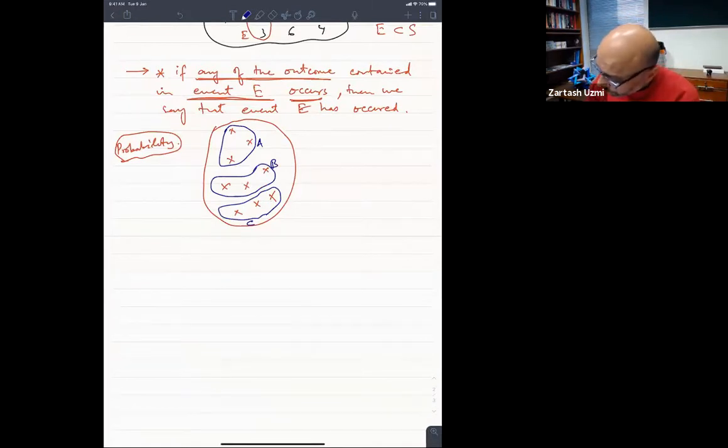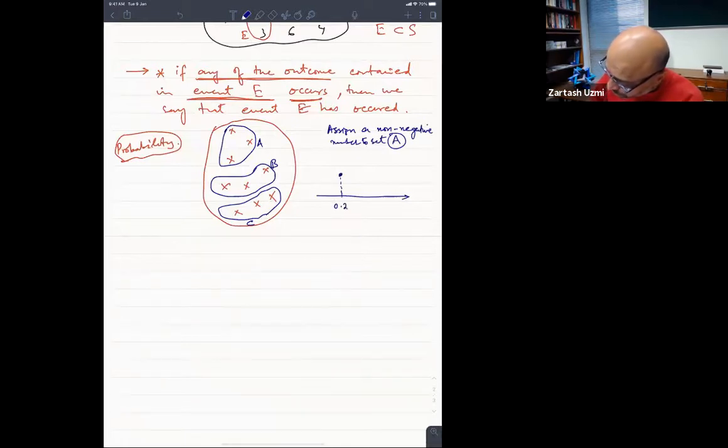So now if I assign a non-negative number, एक non-negative number set A को आप assign कर दें, तो ये A को एक non-negative number आपने assign किया, so maybe that number is this, ये real line है आपके पास और इसमें ये कोई number assign कर दिया, maybe it's 0.23, ठीक है?